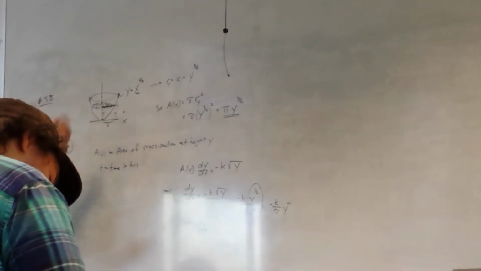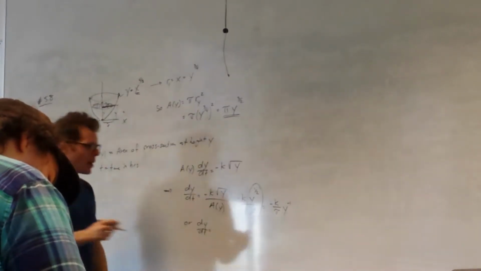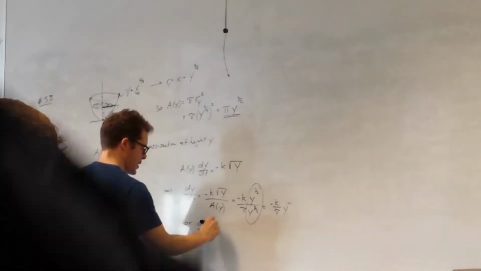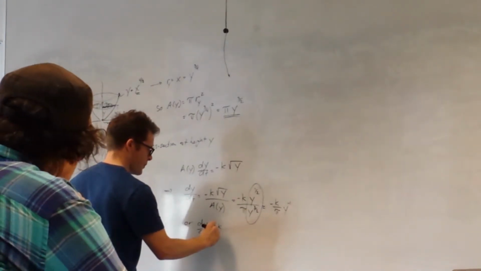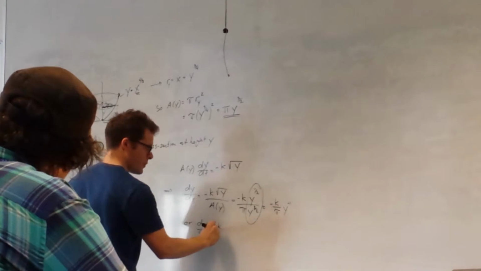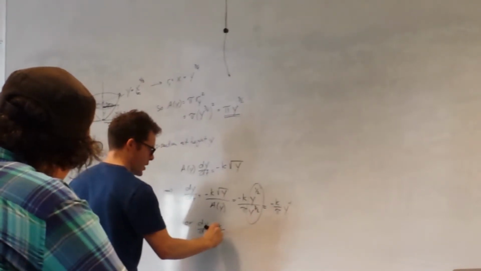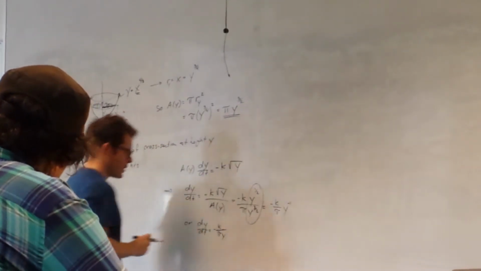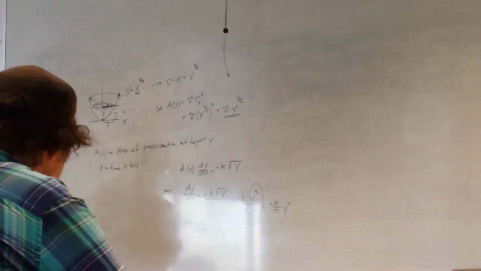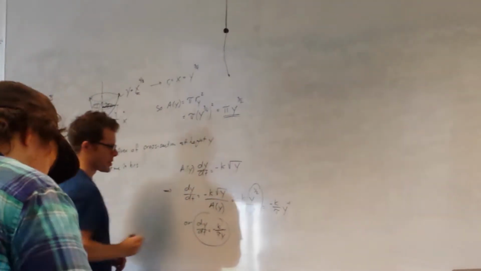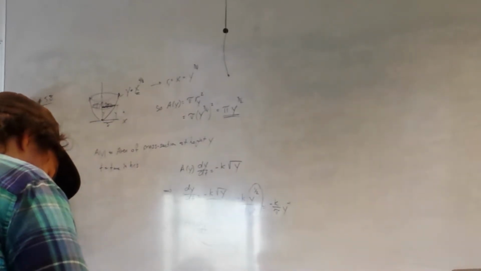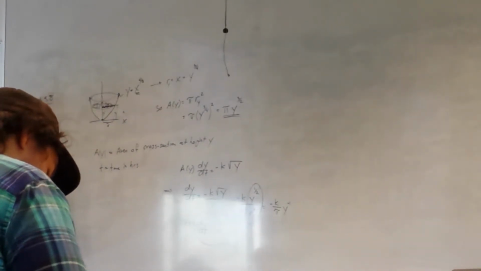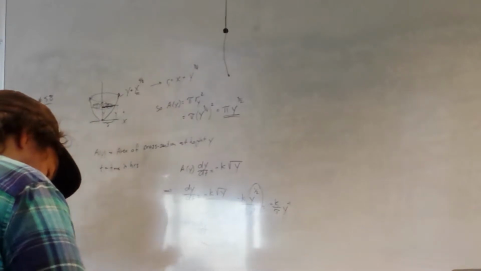R is a function of y. Okay. So we got all this business, or we could write it as negative k over pi y. And if I want to, is this separable? I hope so. It's in section 1.4. All right, so section 1.4, this is separable.